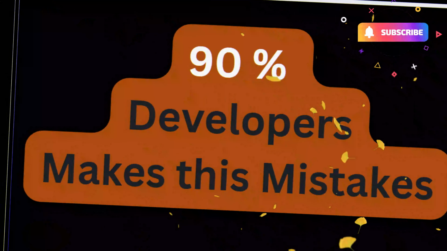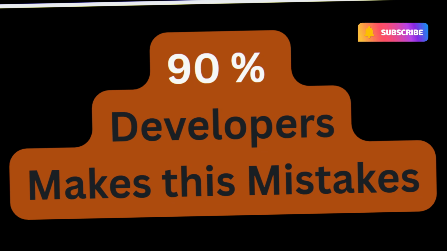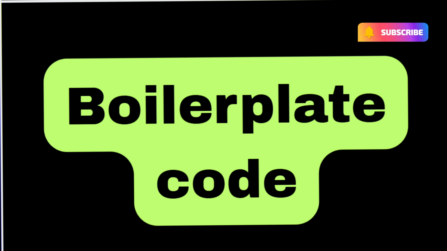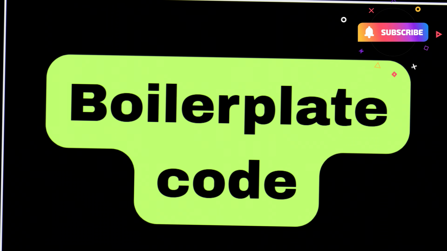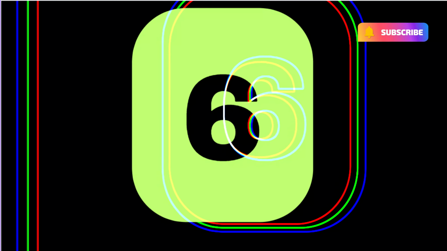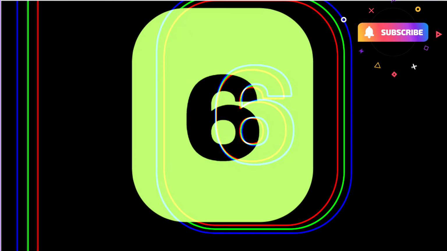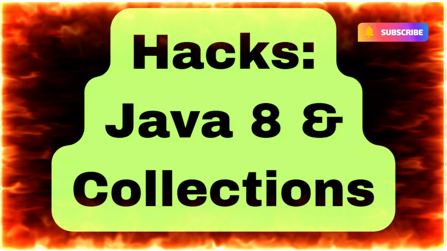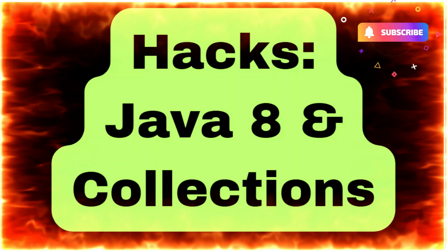80% of the developers are writing outdated patterns. They are using manual loops, verbose condition checks, and writing boilerplate code without using the filtering of Java 8 streams. In this video we are going to cover the top 10 Java collections and Java 8 hacks that are going to instantly upgrade your coding style.